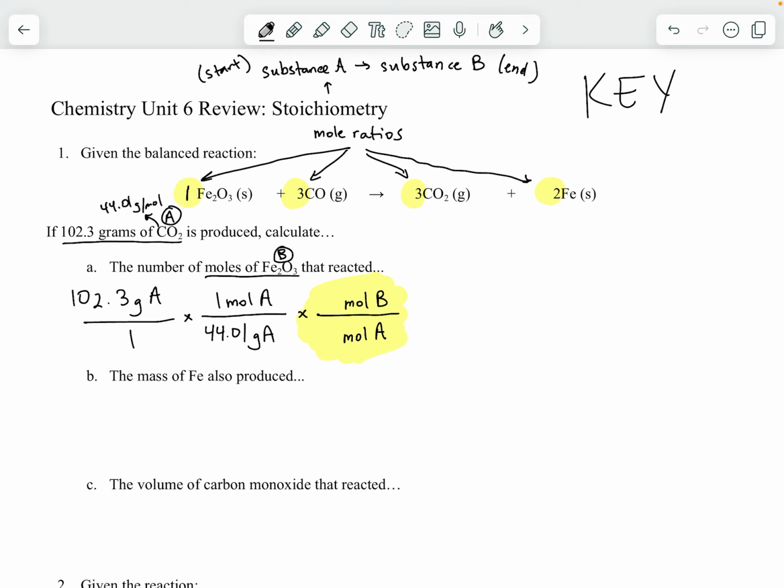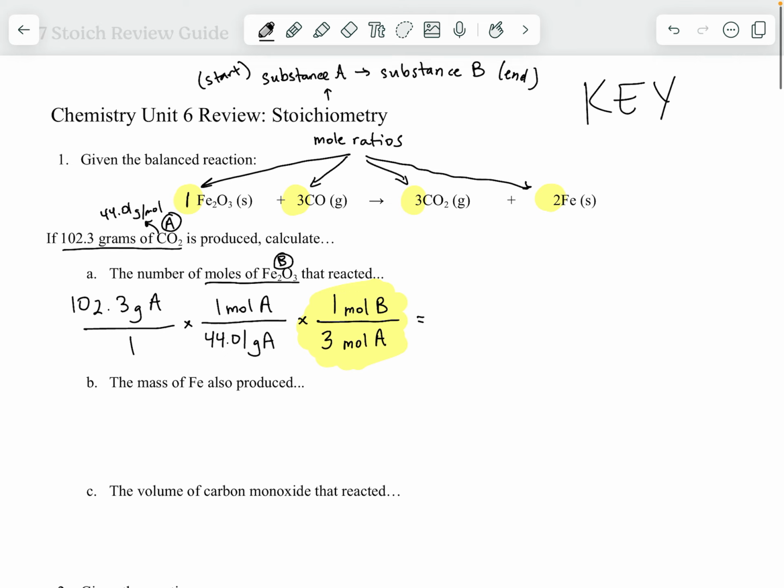It is understood. And A is carbon dioxide, so I know that there are 3 moles of carbon dioxide for every, I look, and it's 1 mole of iron 3 oxide. And so in that case, that is where I would end, and I solve.